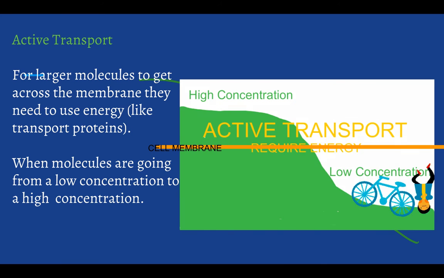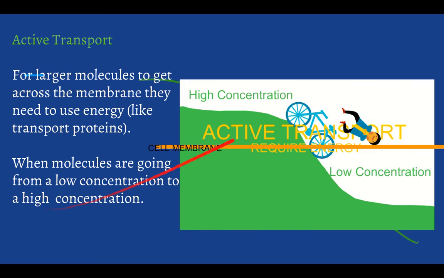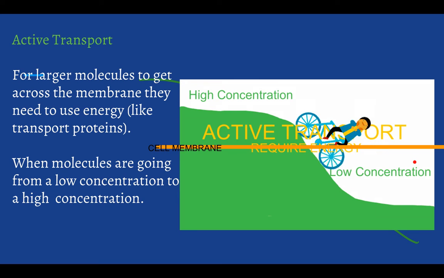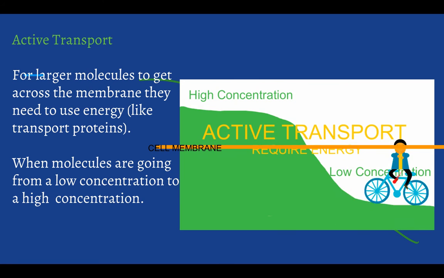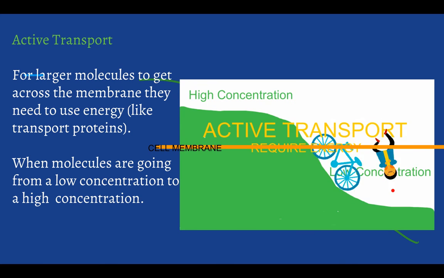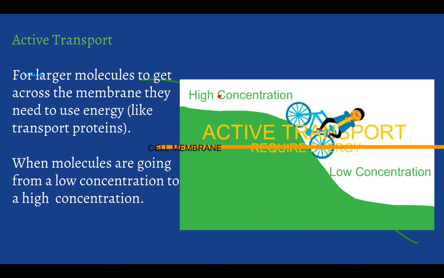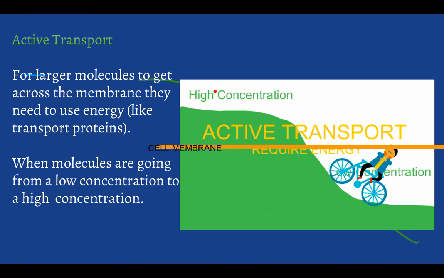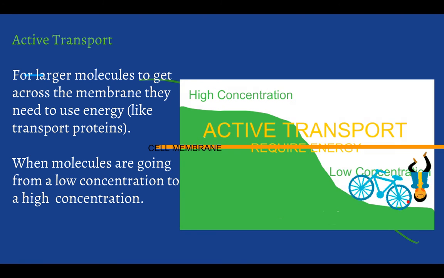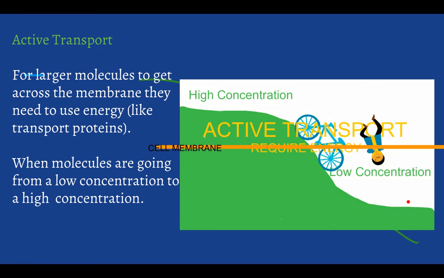Active transport is different. If it's a large molecule, like that guy on the bike, or you're going from a low concentration to a high concentration, you need a lot of energy to get up that hill. So going from a low concentration to a high concentration requires energy in the form of ATP.